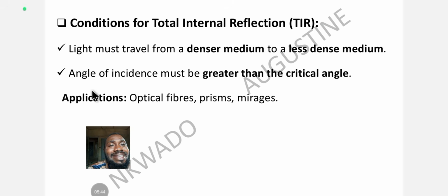The second condition is that the angle of incidence must be greater than the critical angle. The angle of incidence, that's the angle at which the light ray was incident on the medium, must be greater than the critical angle.